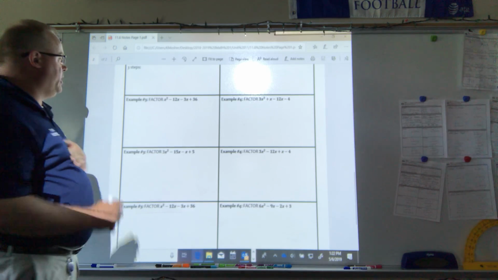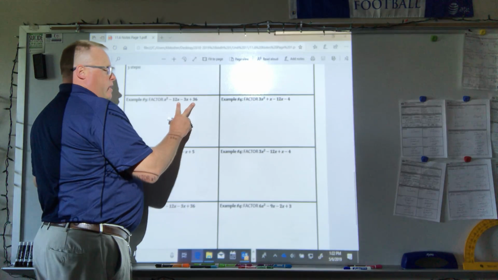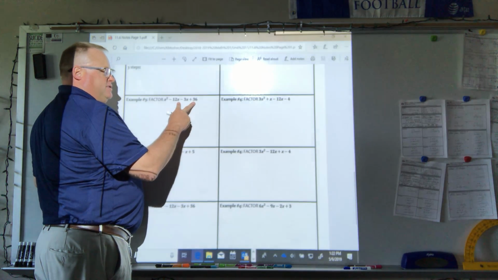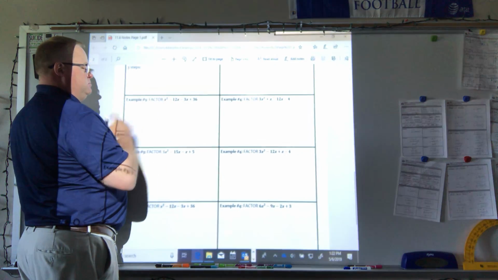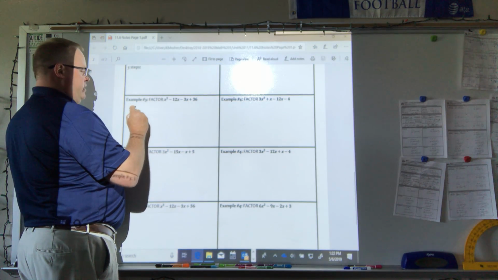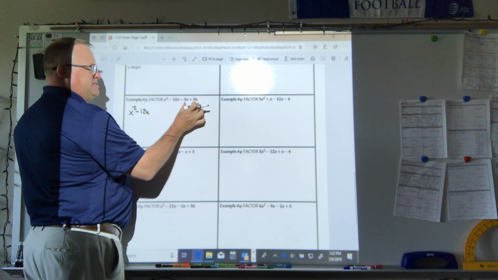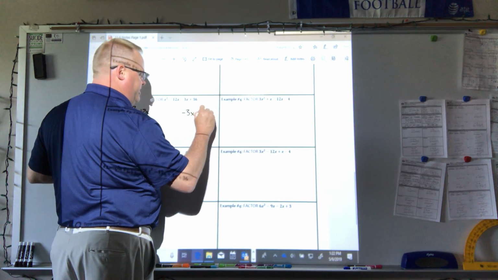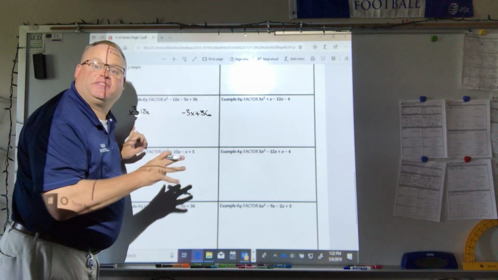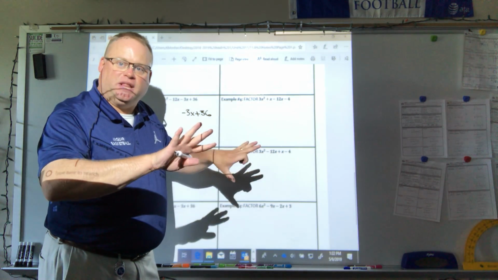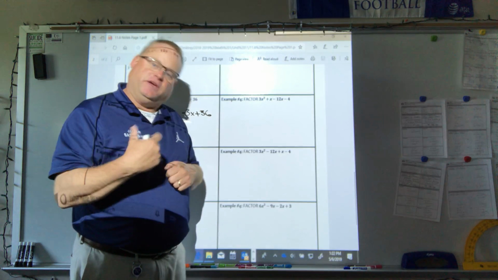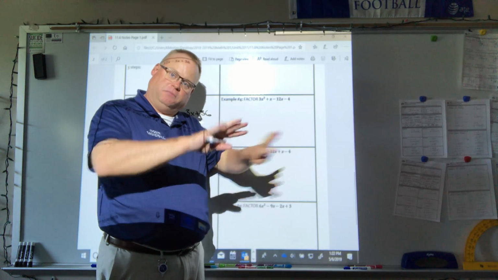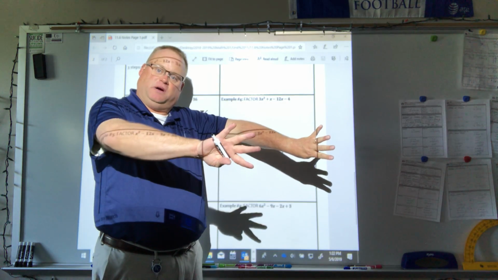Okay, so here we go. X squared minus 12x minus 3x plus 36. Group the first two terms together: x squared minus 12x. Group the second two terms together: negative 3x plus 36. Remember, split them. You're going to thank me for thinking that way. Split them and put them off to the side.